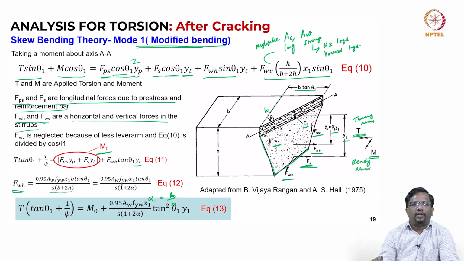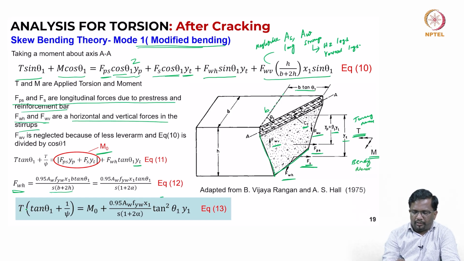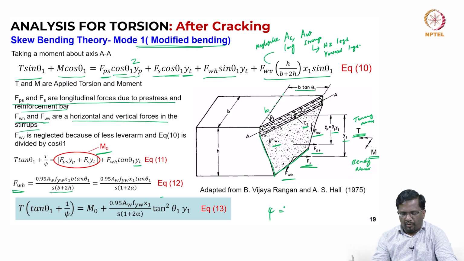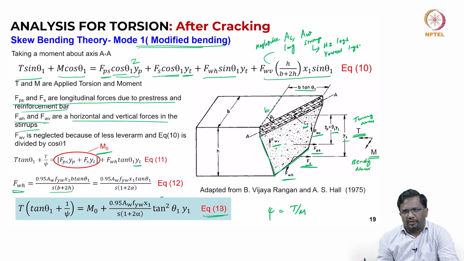So, finally, what we are trying to get out of this is, somehow can we convert the torsion into an equivalent bending moment. So, that is what we are trying to see. So, if you simplify that again, what is psi now, psi is the ratio of T by M, okay. If I take T out here, you can see that tan theta 1 plus 1 by psi. If you put again T by M as psi, T will get cancelled and then you will have M. So, you can simplify, I can get this equation 13.